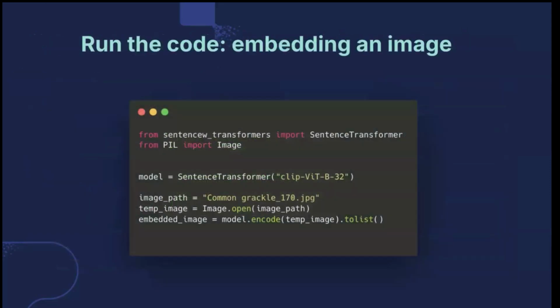So let's take a look at a little bit of code. This is the Elasticsearch Python implementation. So first, I'm just going to take an image path of the common grackle. I'll open it up with PIL, and then I'll call encode with my sentence transformers model, and then convert it to a list, because that's how Elasticsearch likes it. Very simple stuff.